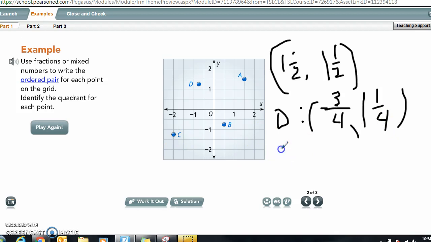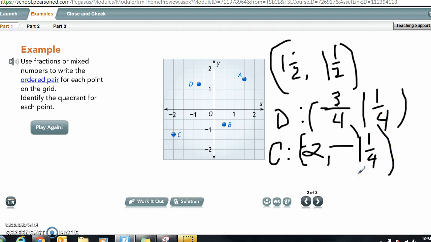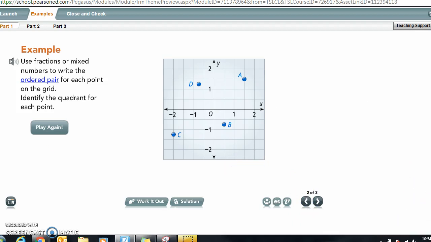Okay, point C is in quadrant 3. And that looks like we are crawling to the left to -2, because the baby can crawl before they can walk. And they're going to move down. Here's -1, -1 and 1/2. So right in between there is -1 and 1/4. Go ahead and try finding point B. It's in quadrant 4. Okay, go ahead and try solving that. Freeze your screen and see if you get it right.